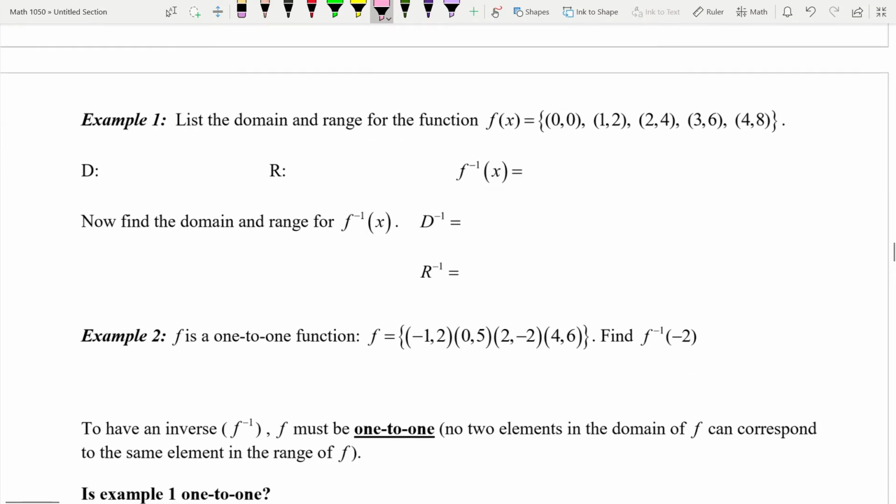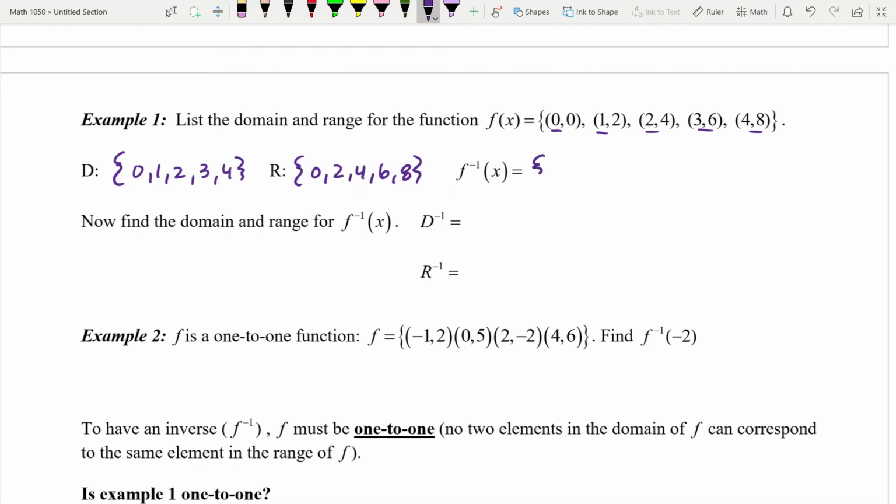Question 1, list the domain and range for this function. This is super easy. Let's make it a set, so put a brace. The domain is just all of the x values, which are 0, 1, 2, 3, and 4. The range is all of the y values, put it in braces: 0, 2, 4, 6, and 8. Very easy.